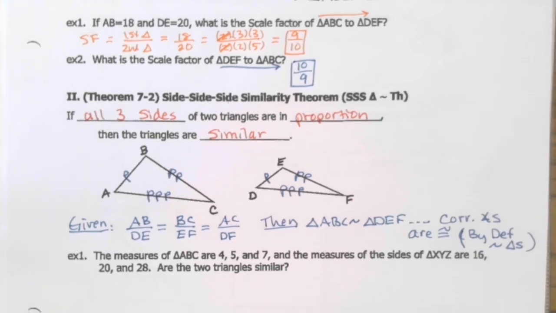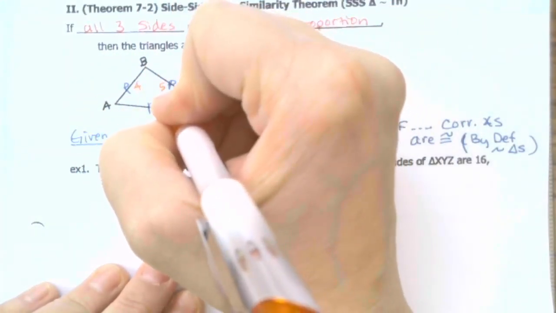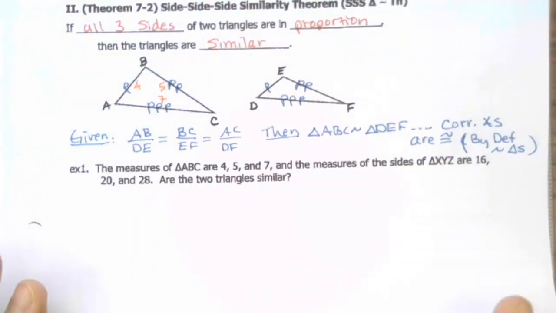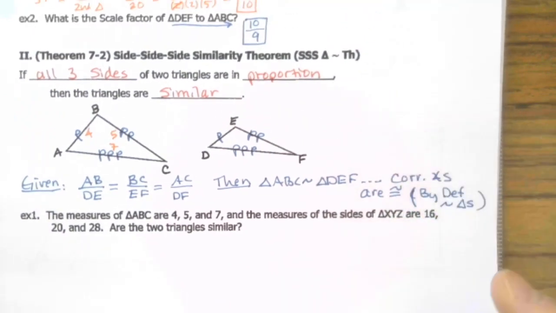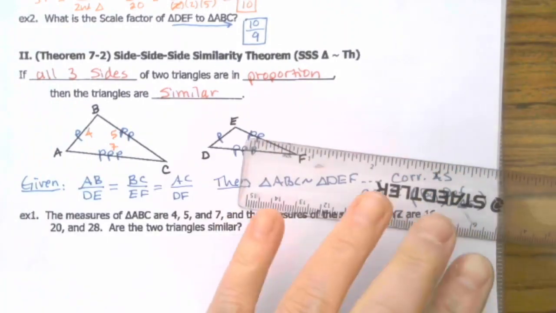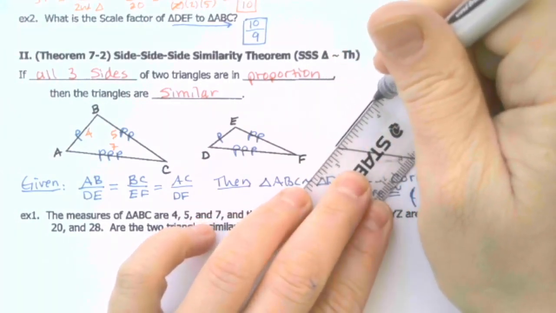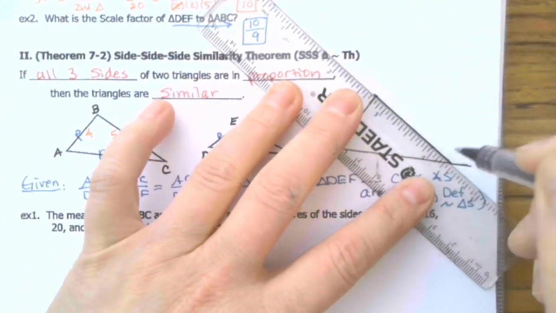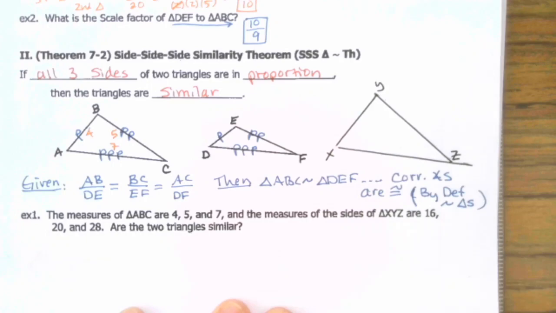Okay, so let's do an example. The measures of triangle ABC are 4, 5, and 7. So let's mark that. 4 for the little one, 5 for the medium one, 7 for the long one. And the measures of triangle XYZ. Okay, we don't have XYZ, so we're going to draw it here. Obviously, these numbers look bigger. So we're going to draw a nice big triangle that looks as similar as we can make it. Short side, medium side. There we go. And this is X, Y, Z.